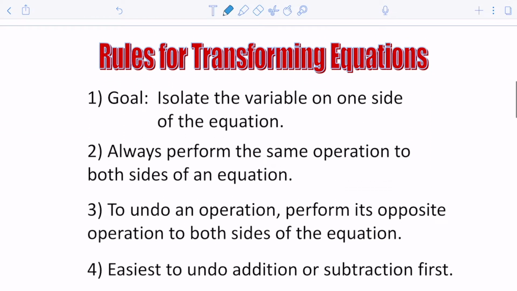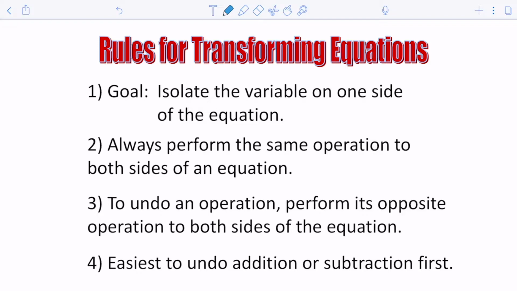So, rules for transforming equations. The goal is to isolate the variable on one side of the equation. In case there's a variable on the left and right, you want it to be only on one side. Always perform the same operation to both sides of the equation. That's the mistake I showed you: the entire operation on both sides of the equation, not just one side. To undo an operation, perform its opposite operation. If it's adding, you subtract. If it's subtracting, you add. If it's multiplying, you divide. If it's dividing, you multiply. And it's easiest to undo addition or subtraction first.